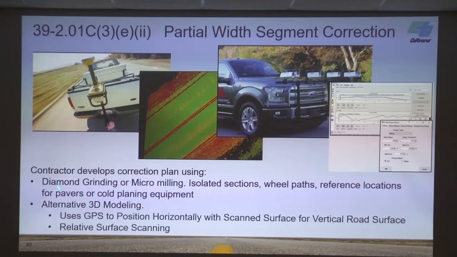But okay, alternately, they can use some 3D modeling software. I threw pictures in here trying to show what they might be using. They can scan the surface and come up with a model. When they put this plan together, they shouldn't be changing cross slopes or profile grades. In general, we're just keeping the same cross slope.